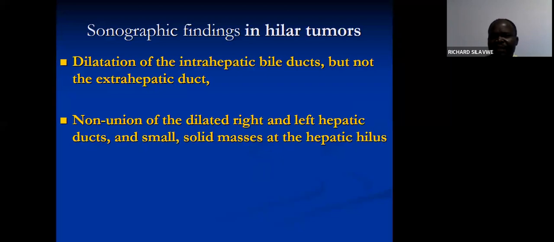Then sonographic findings in hilar tumors: you find dilatation of the intrahepatic bile duct, but not the extrahepatic duct. So most of the time when you look at the extrahepatic duct and you are unable to see dilatation, but you can see the dilatation in the intrahepatic duct, you will be suspecting this type of tumor. Okay.